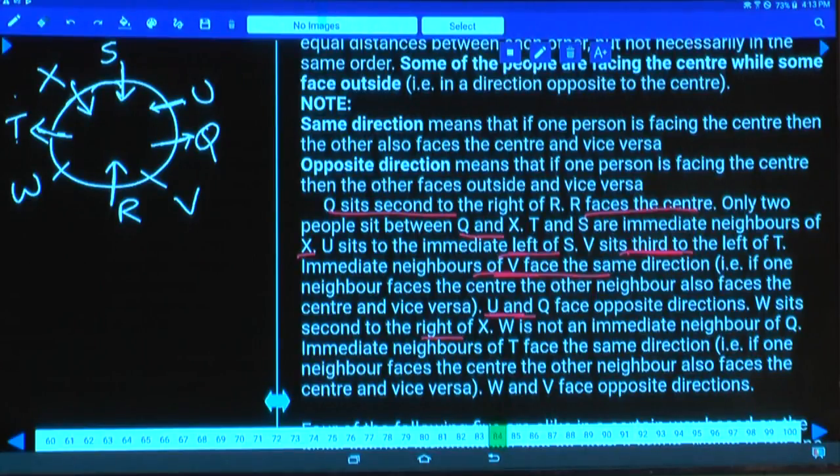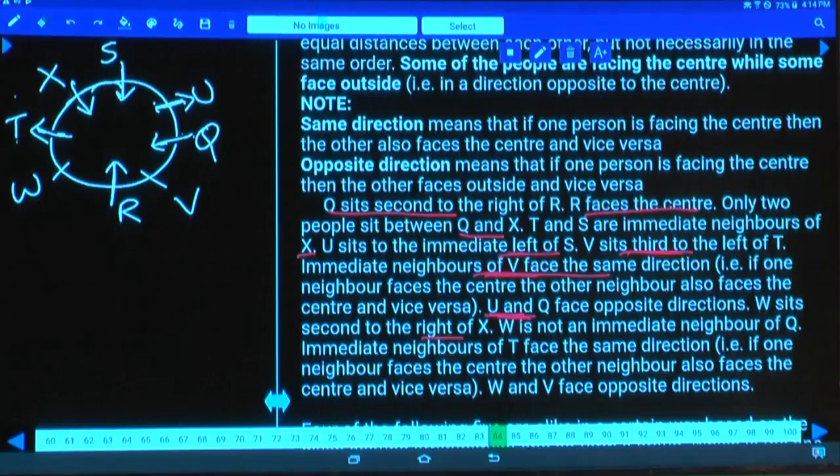As U and Q are facing opposite directions, U sits to the immediate left of S, isn't it? U is to the immediate left of S, we are not able to determine the direction of Q and U as of now. Suppose Q sits out to the right of R, R faces the center, 2 people between Q and X, T and S are immediate neighbors of X, U sits to the immediate left of S, V sits out to the left of T, and immediate neighbors of V face the same direction. Immediate neighbors of V face the same direction means this Q is facing the same direction. As Q is facing inward and immediate neighbors of V face the same direction, U and Q face opposite. As Q is inward, U must be away from the center.